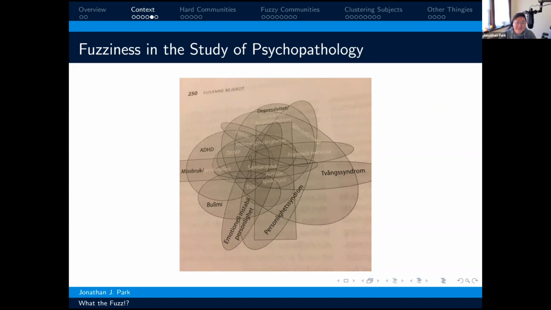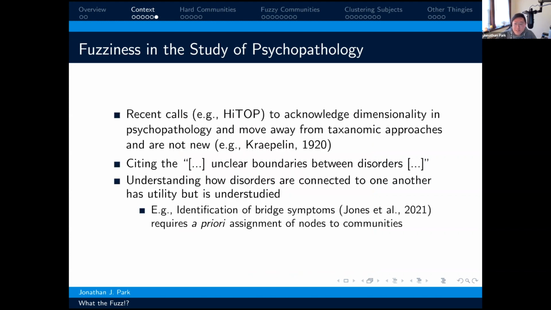And so here we see a bunch of psychopathologies or psychological disorders, and we see that they have a large degree of overlap. In fact, overlap is more common than it is uncommon. And it's a frequent criticism of the current ways in which we study and treat psychopathologies and psychological disorders. So recent calls, namely the HiTOP comes to mind, the Hierarchical Taxonomy of Psychopathology, have called to acknowledge a more dimensional view of psychopathology and moving away from a taxonomic or, I think it's called, a Kraepelinian dichotomy.